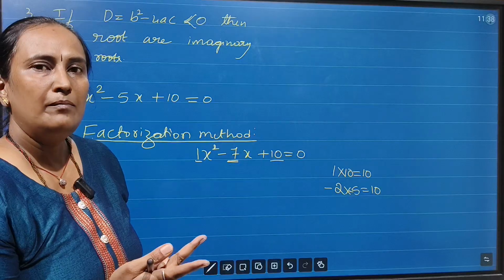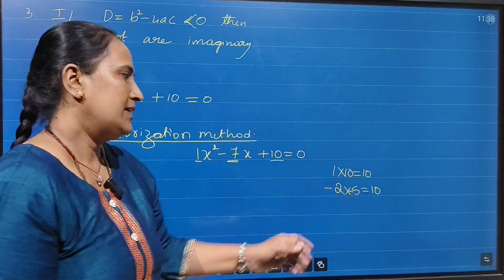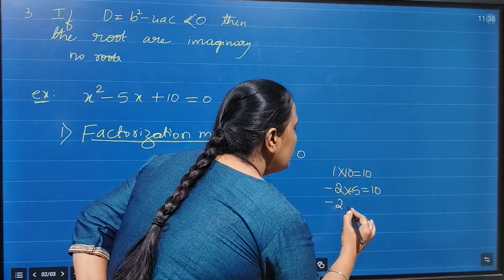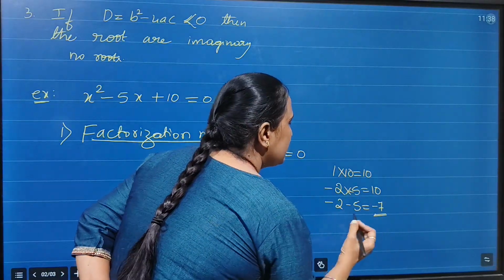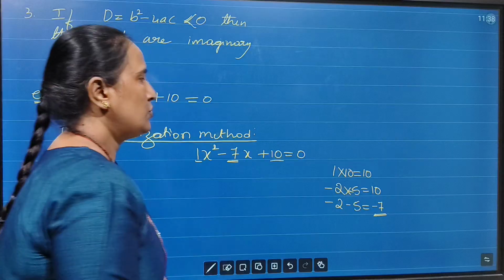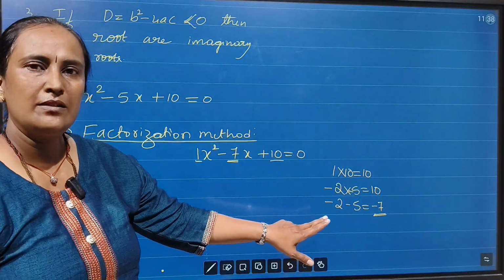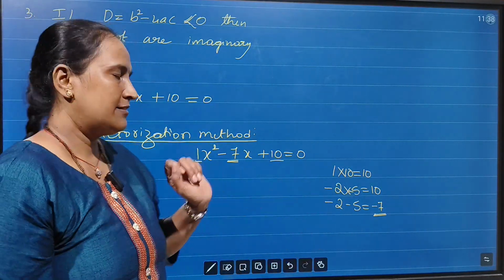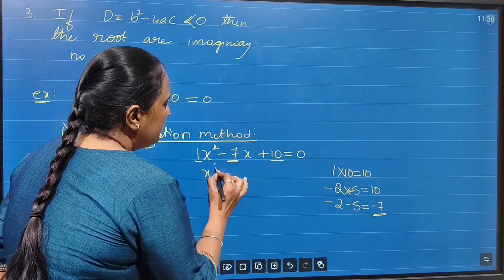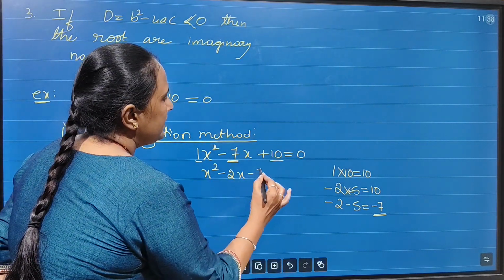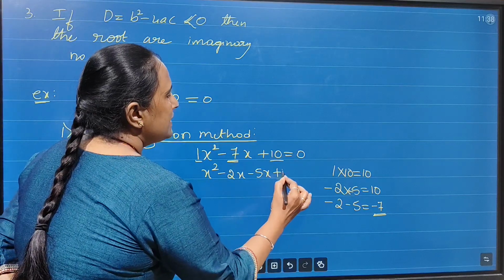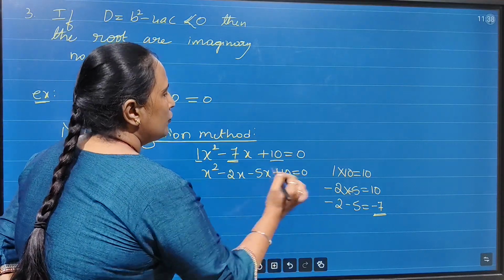Minus into minus is what? Plus. Then you get plus 10. Now minus 2 minus 5 is what? Minus 7. Instead of minus 7, we split into minus 2x and minus 5x by using splitting the middle term. Now replace, instead of minus 7x it is minus 2x minus 5x plus 10 equal to 0.